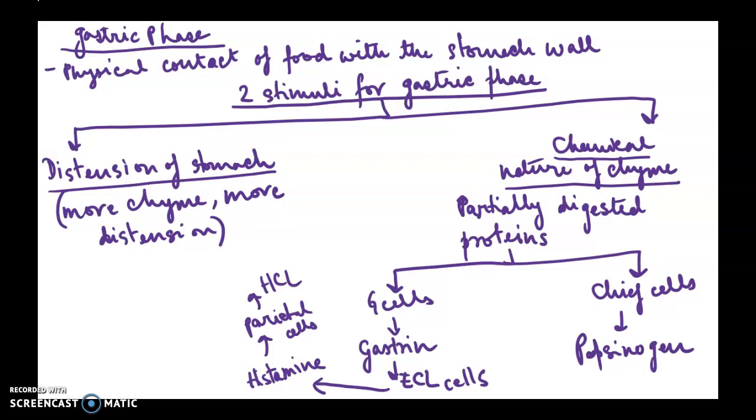So again, for the gastric phase, there are two stimuli: the distension of the stomach can cause more gastric secretion, so physical contact of food with the stomach wall here. And then it also depends on the chemical nature of chyme. More partially digested protein, more gastric secretion.